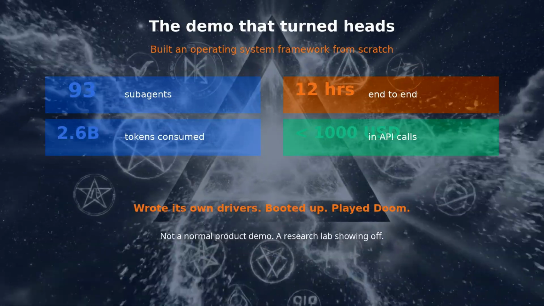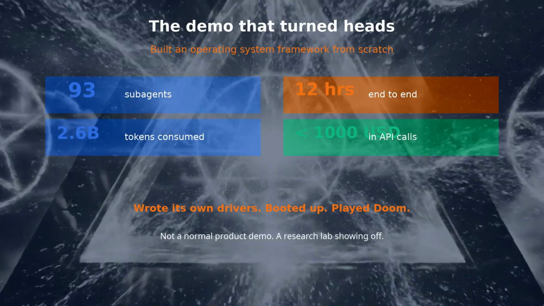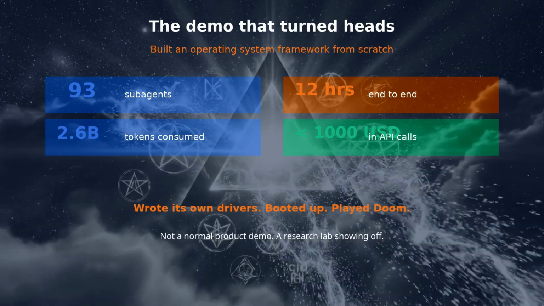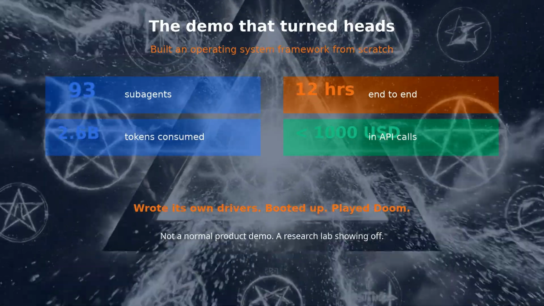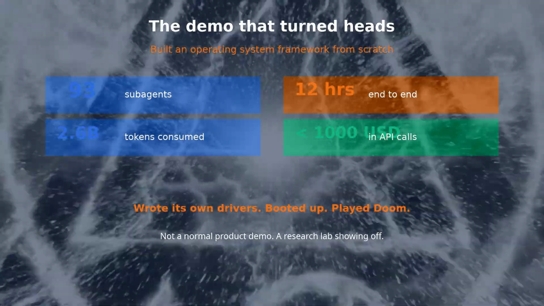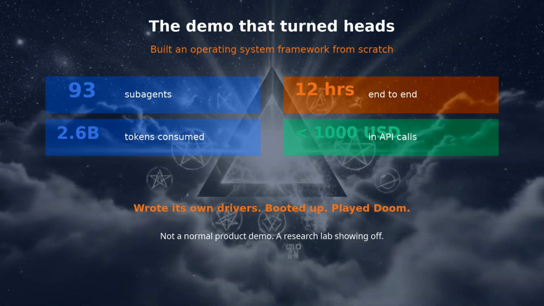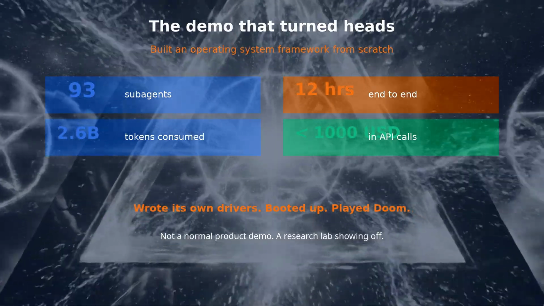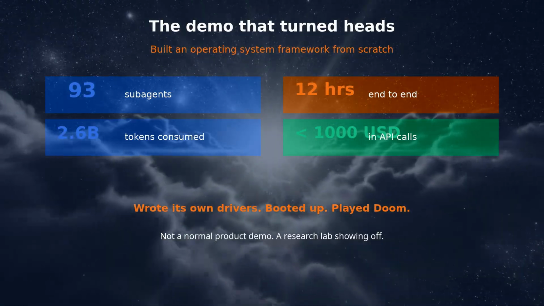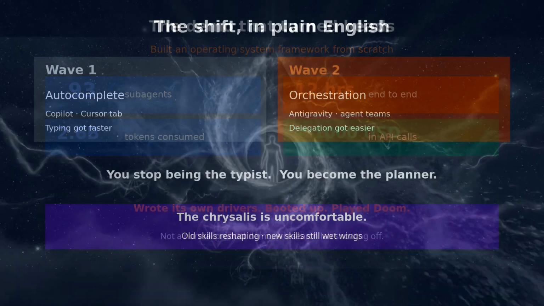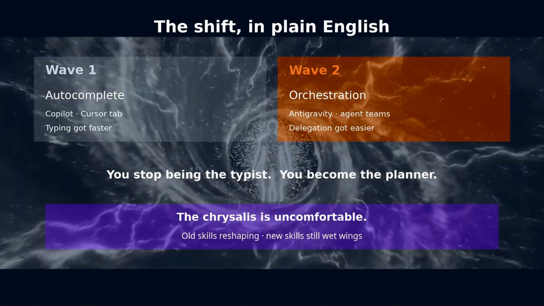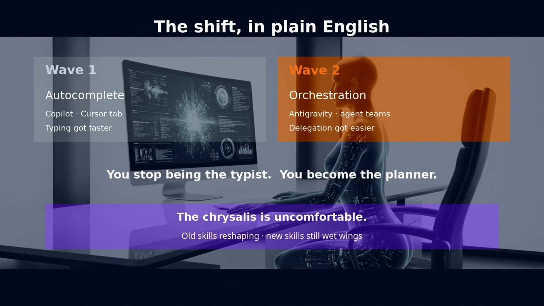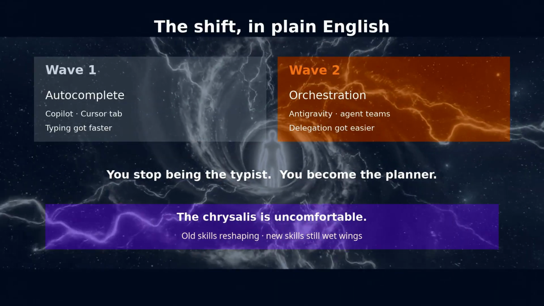The demo that turned heads. To show what 2.0 could do, Google's team tasked an Antigravity agent team with building the framework of a working operating system from scratch. The platform autonomously coordinated 93 subagents. It consumed 2.6 billion tokens. It worked for 12 hours. It cost less than $1,000 in API calls. And at the end, the system had written its own keyboard drivers, booted up, and played a game of Doom. That is not a normal product demo. That is a research lab showing off.